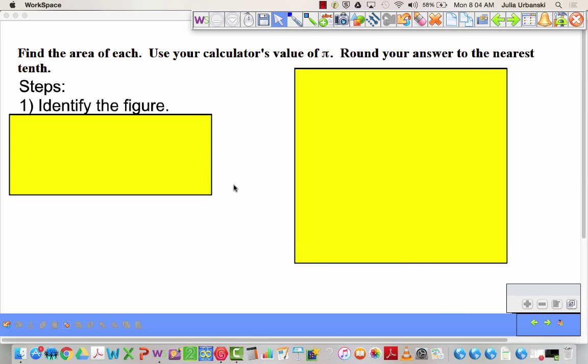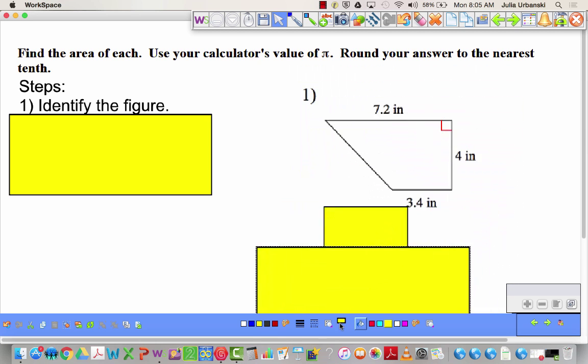All right, on your iPad. I don't want to see any numbers right now. All I want to see is a word. You can erase it later. What is the word for this shape? Go.